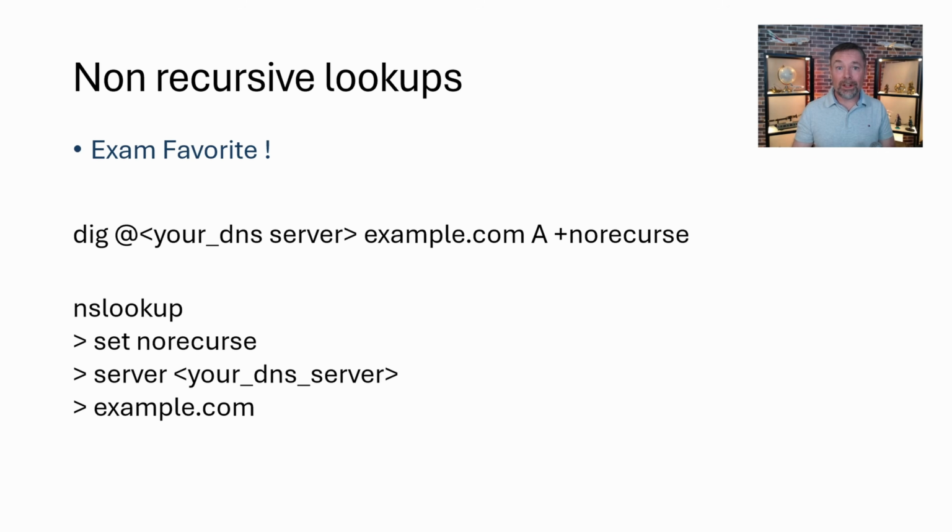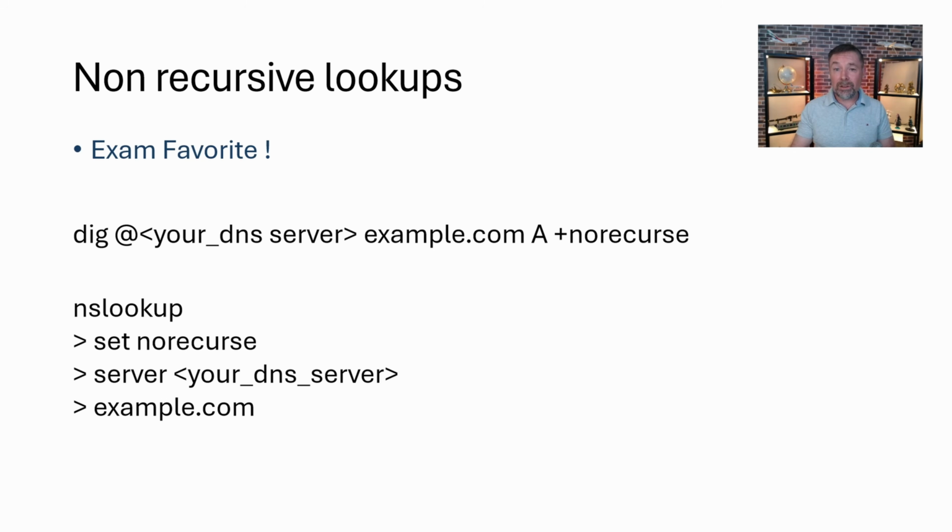Now, non-recursive lookups are very popular on exams. What is a non-recursive lookup? We're telling our DNS server, hey, I need to know the IP address of this domain. If you know it, tell me. If you don't know it, then don't do anything. That way we know if somebody has looked it up previously in the last 24 hours and it's in the cache, we'll get the result. If nobody's looked up that particular domain in the last 24 hours, it will not be in the cache. The DNS server will not go to the internet and try and find the IP address for us.